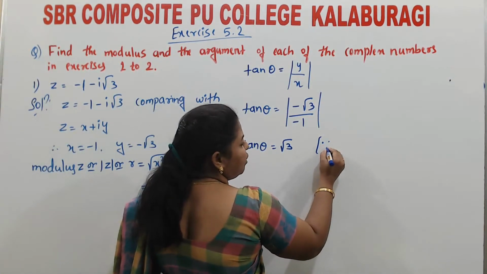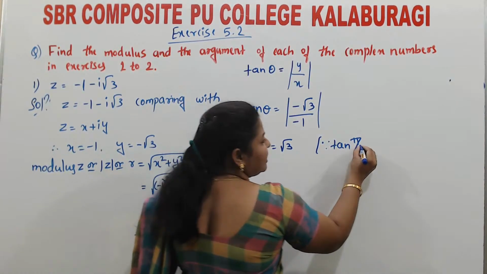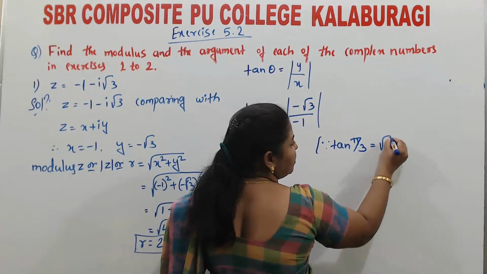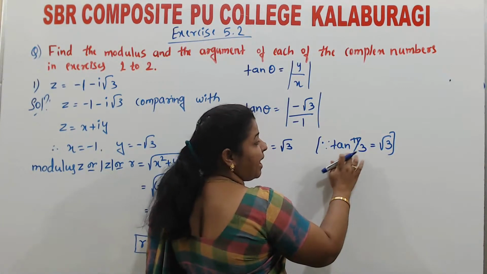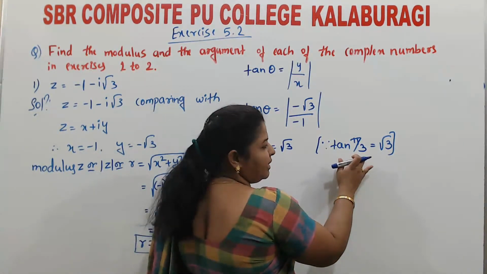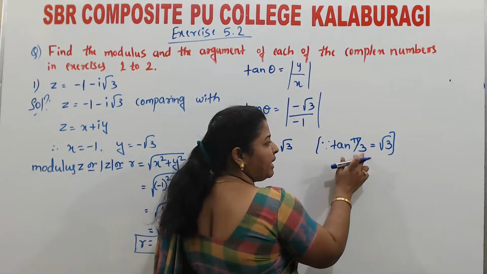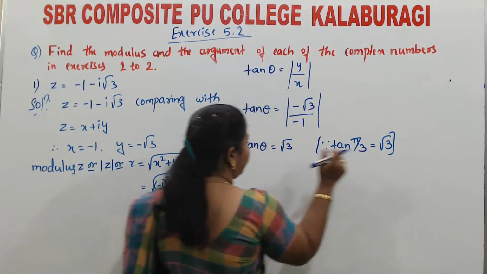We know that tan of pi by 3 is equal to root 3. Tan 60 degree value is root 3. Tan 30 degree value is 1 by root 3, right? Tan 30 degree is 1 by root 3. Pi by 3 is nothing but 60 degree. Tan 60 degree value is root 3.